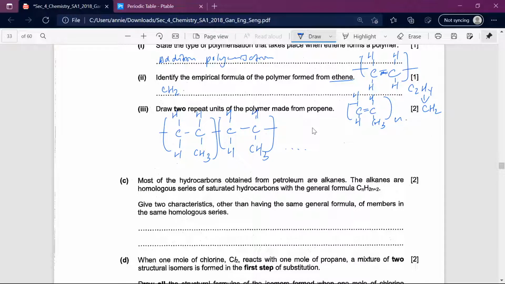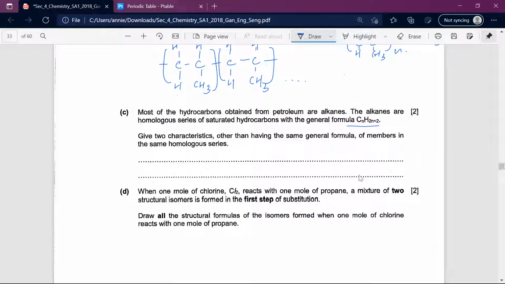So let's look at the next question. Most of the hydrocarbons obtained from petroleum are alkanes. The alkanes are a homologous series of saturated hydrocarbons with the general formula CnH2n+2. Other than being members of the same series... Okay, so this one, you need to know the properties of alkanes, which are these saturated hydrocarbons.